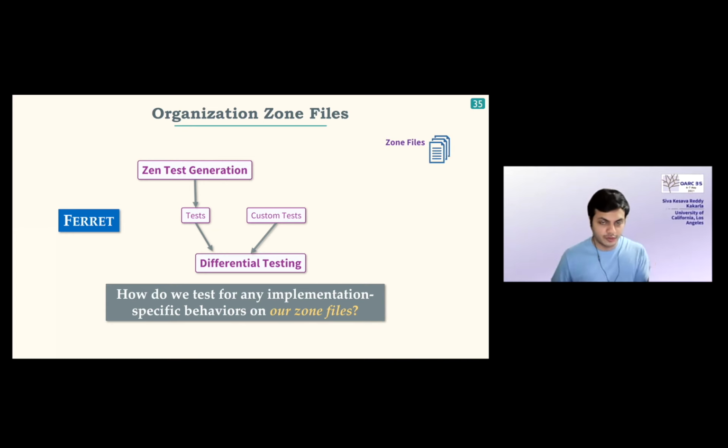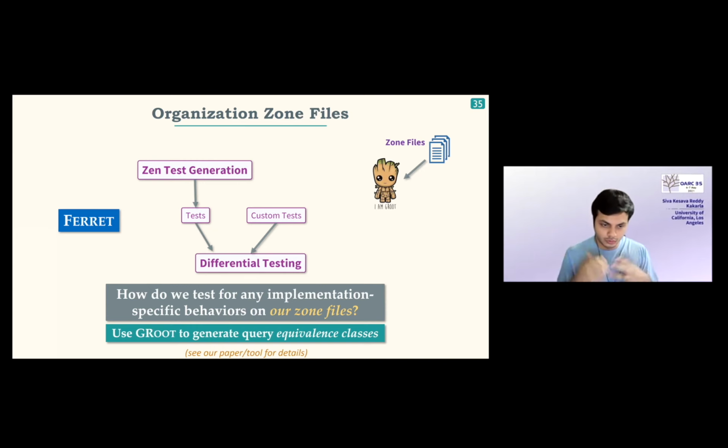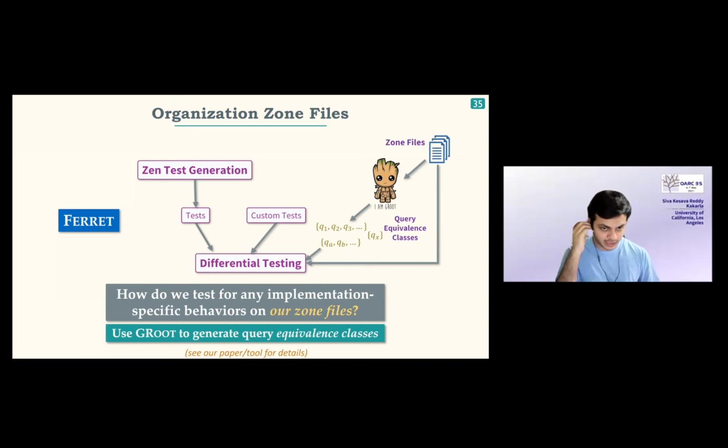So you have zone files, and to test them, you need to use Groot. Groot is a tool we built earlier, which can generate query equivalence classes. And I won't go into more details. Please see our paper or tool for those details. Now you can pick one query from each equivalence class and then test using the zone files. This way you can also check your zone files to see if there are any differences among the implementations.